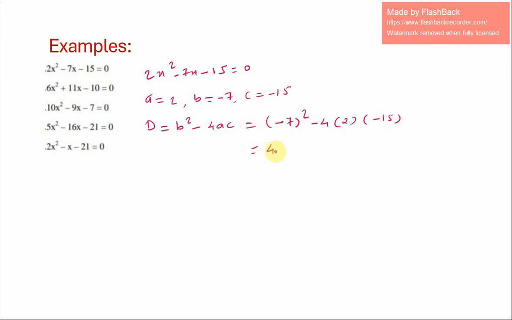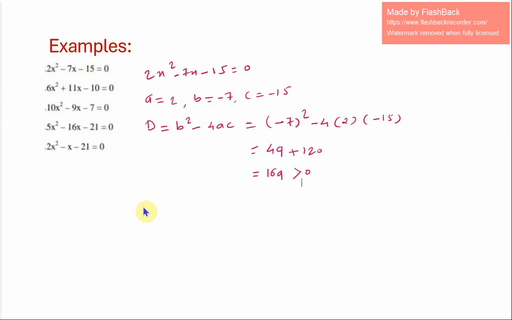So minus 7 square, a square is always positive, 49. Then minus minus plus, 15 eights are 120. The sum is 169, which is positive. It means we will get real and distinct roots.